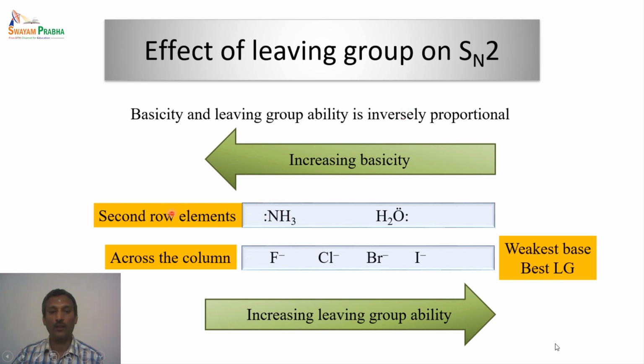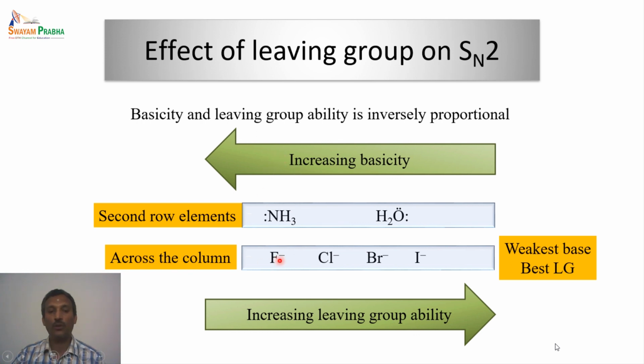So let us take the second row elements, ammonia and water. Ammonia is basic compared to water. So the basicity is very high here, due to which this is a poor leaving group compared to the water molecule. So the increasing leaving group ability goes this side. Water is a better leaving group, whereas ammonia is more basic.